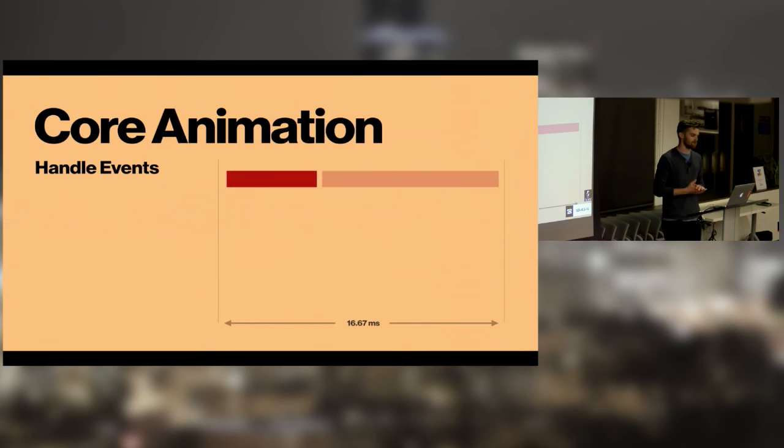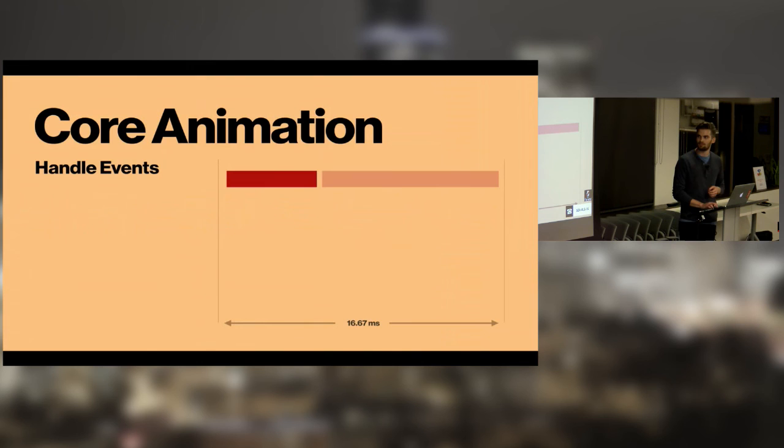First is your event handling stage. As a developer, it's your responsibility to handle events as quickly as you can. With strategic considerations like dispatch queues and preloading and caching, you can pretty easily optimize this overhead.